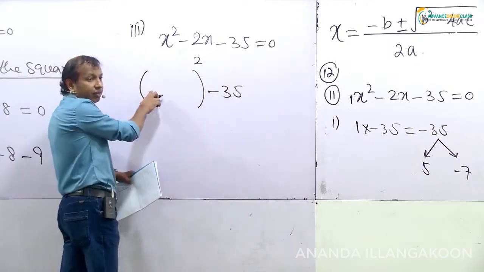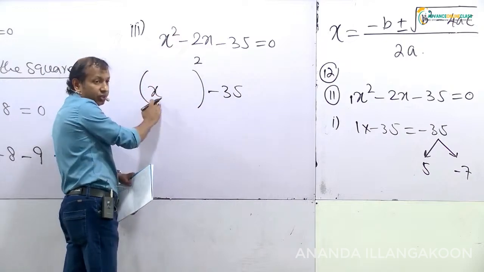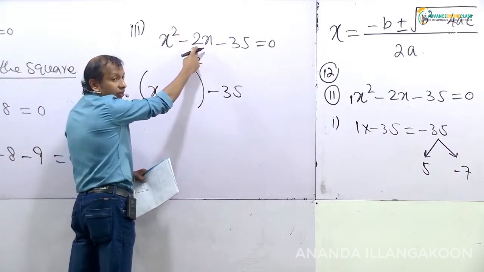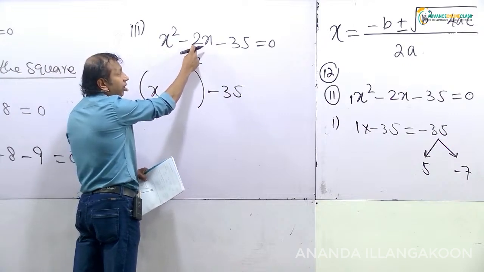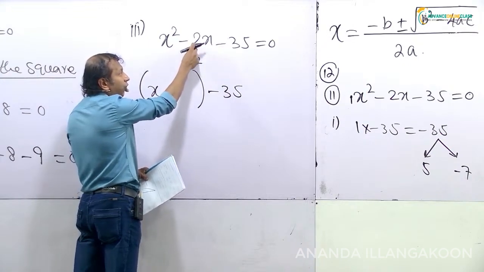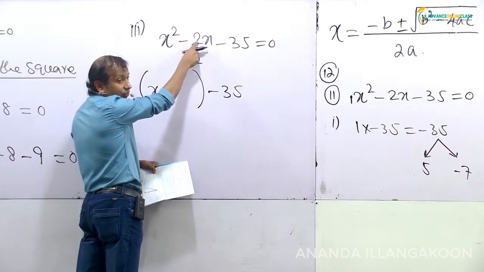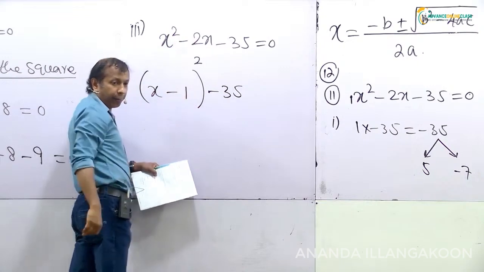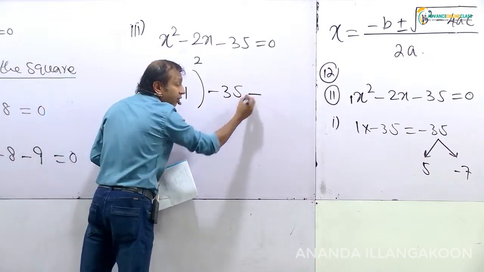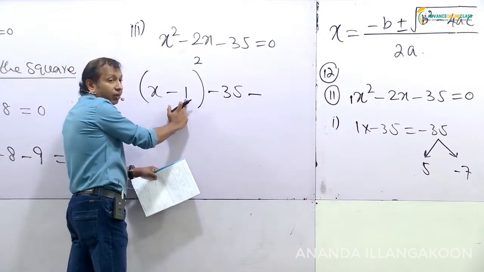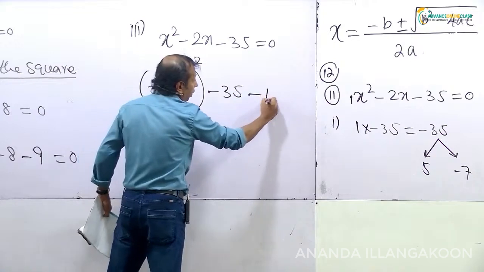Now what do we write inside the bracket? Without the square, only x. Next to this, the x coefficient divided by 2. The x coefficient is minus 2. When we divide by 2, what do we get? 1. What is the sign there? Minus. So minus 1. Put minus 1 here. Finally we subtract the perfect square of this second number inside the bracket. 1 squared is 1. Equals 0. That's all.